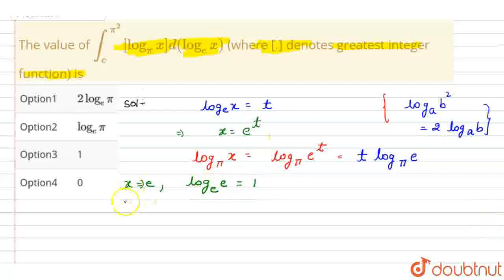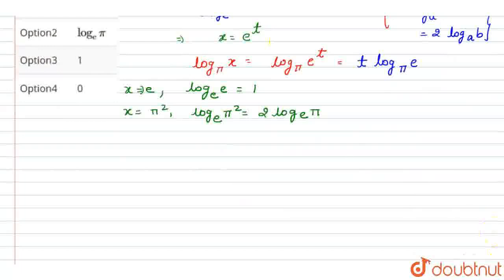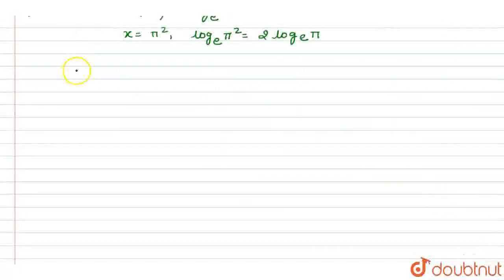Now for the second limit we put x is equal to pi square. Here we get log base e pi square, which is equal to, we can write this 2 in front of the log, so we get 2 log base e pi. Now we let this integral be equal to I. From here we get I is equal to the integral with limits from 1 to 2 log base e pi.